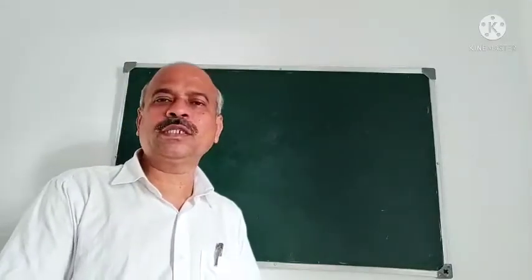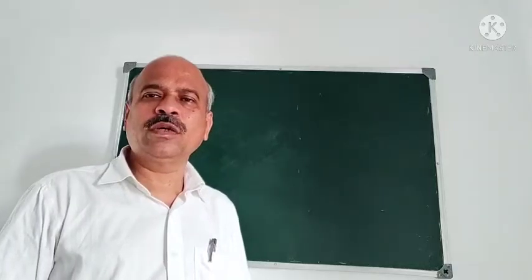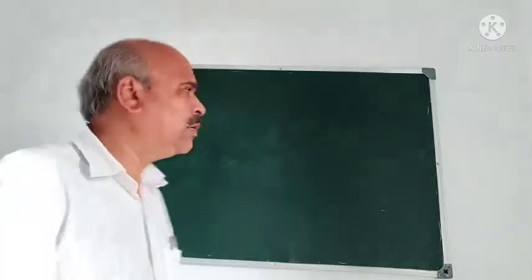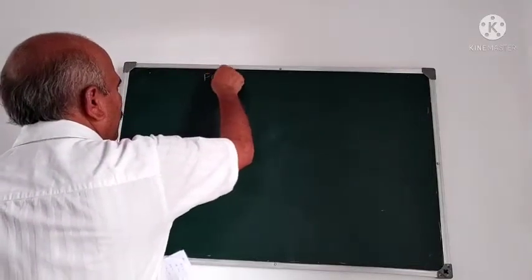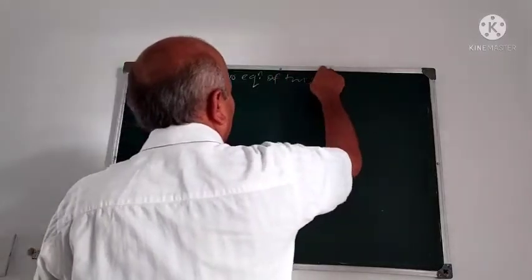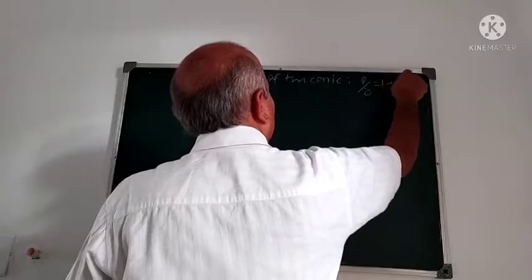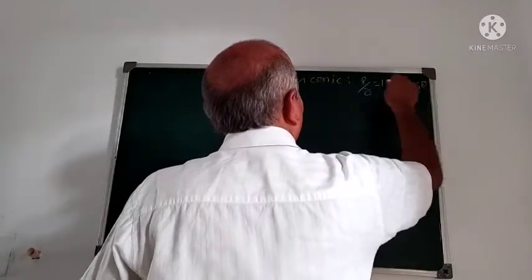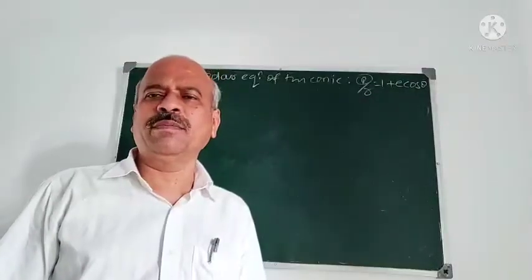I continue with yesterday's topic. In the last video on the polar equation of the conic, I derived that the polar equation of the conic is L by r is 1 plus e cos theta. What is this L? L is the semi-latus rectum.